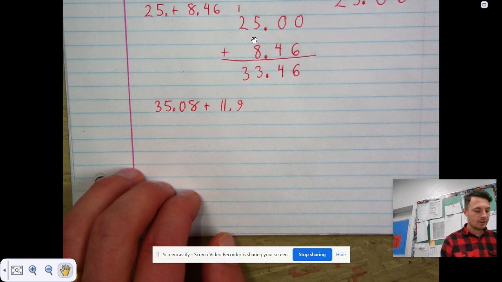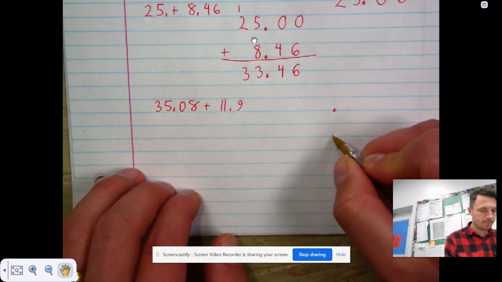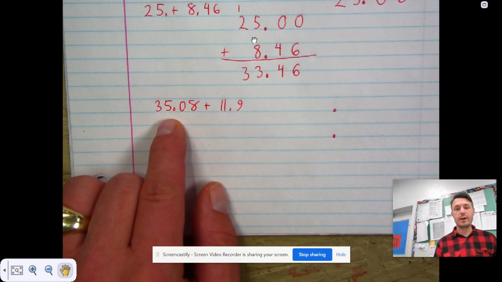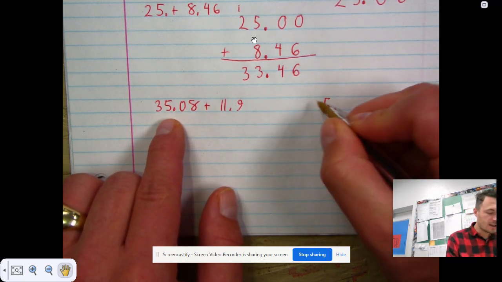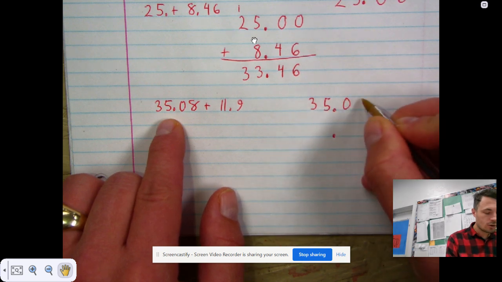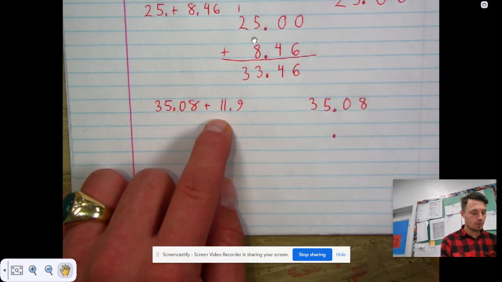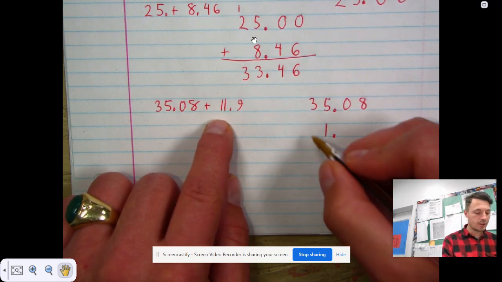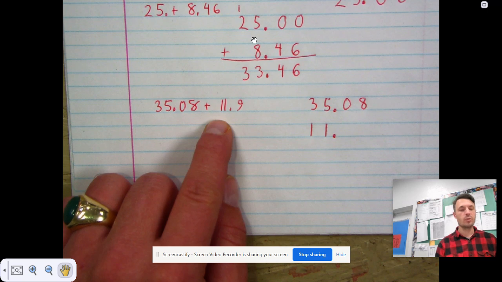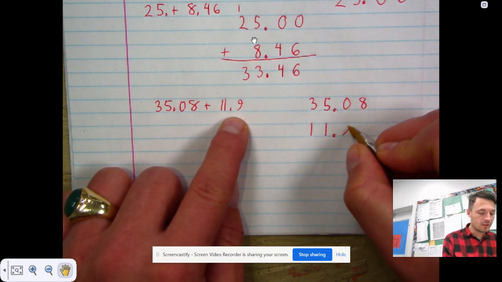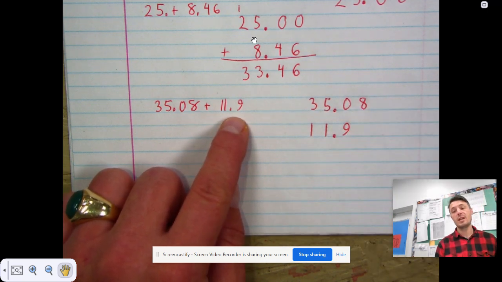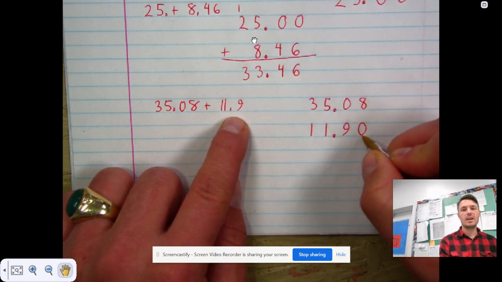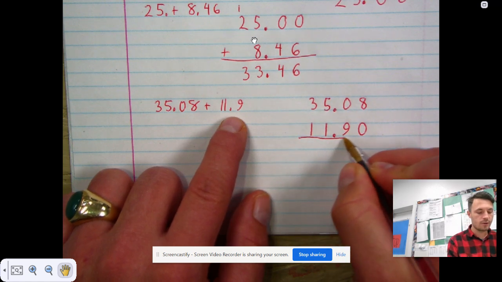Okay, step 1, line up the decimal points. Step 2, line up all the place value positions, and we'll naturally do that if we just build the numbers around the decimal points. We'll naturally put the 1 under the 5 because they're both in the ones place. We'll naturally put this 1 under the 3 because they're both in the tens place. And we'll naturally put this 9 under the 0 because they're both in the tenths place. And then we can add a 0 to the right of 9 to line up with the 8 in the hundredths place. It doesn't change the value.